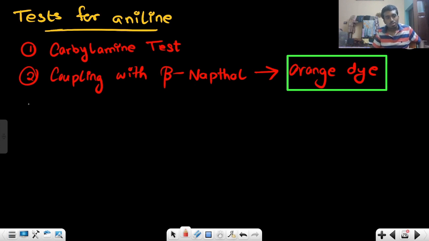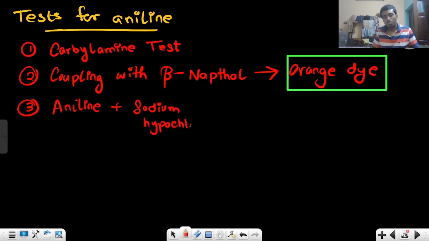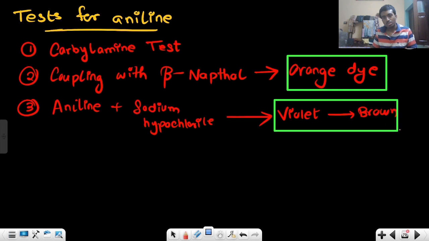The third reaction is aniline plus sodium hypochlorite solution. If you add it, then you will find violet coloration turning to brown coloration. So this is a color change observation, and this can act as a test.